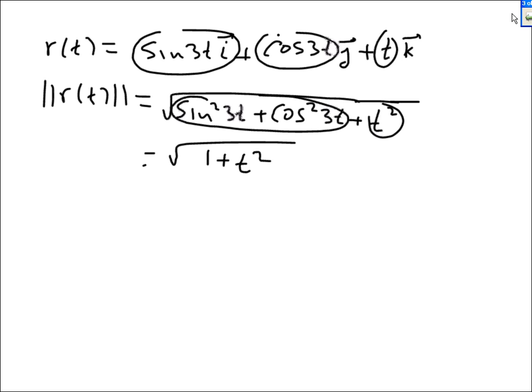So if it's in 3 dimensions, you can handle it. You can handle the magnitude. Square the first component, square the second component, square the third component, add them up, square root the whole thing.